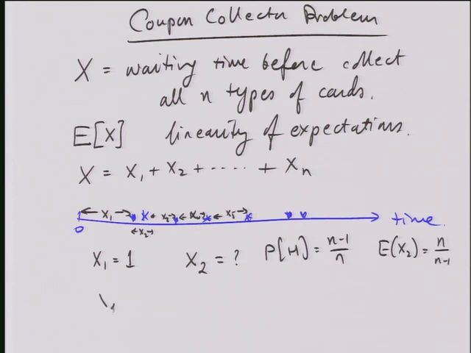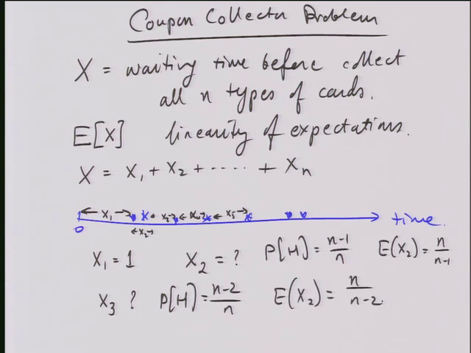What about x3? So x3 is like flipping a coin. Now there are two cards which you no longer like because you already have them, but any of the other n minus 2 are okay. So it's as though you're flipping a coin with probability of heads equal to n minus 2 over n, meaning that the expected waiting time for x3 is n over n minus 2.